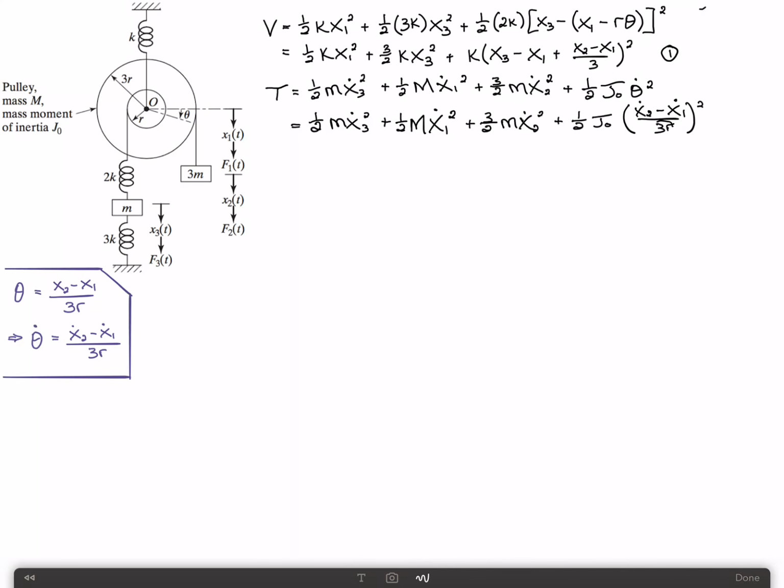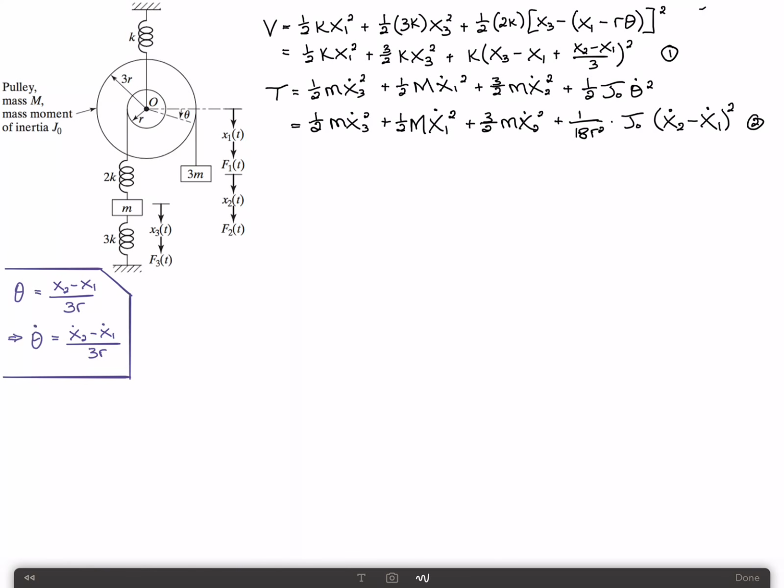And I'm actually just going to square this and take it out. So I'm going to choose to rewrite this, just because I think it's a little bit more compact, as 1 over 18r squared. So 3r quantity squared gives me 9r squared, times 2 is 18r squared, times J0, times x2 dot minus x1 dot quantity squared. And that is the expression for the kinetic energy.